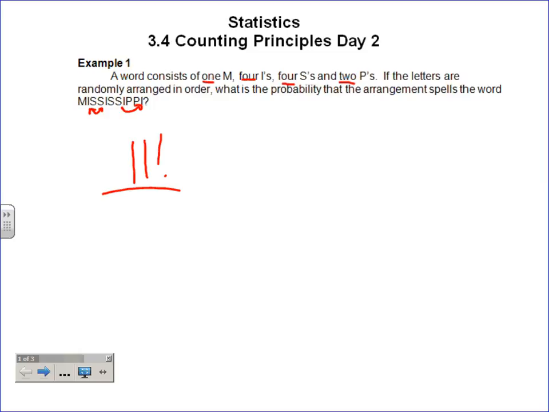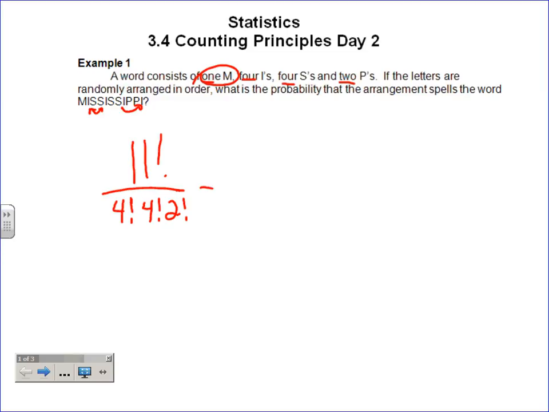How about the M's? Do we have any concern with that? No. I mean, you can put 1 factorial down there if you feel like it. That's not going to change anything, right? But the I's, we do have a problem. So there's a 4 factorial down there. And another 4 factorial for the what? S's, and then a what?